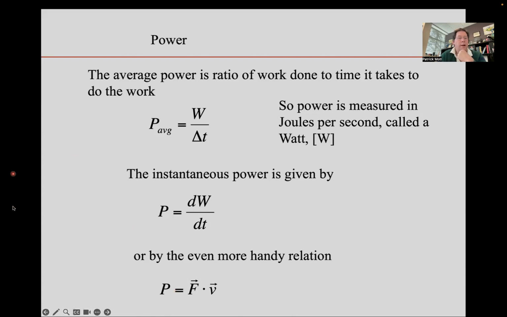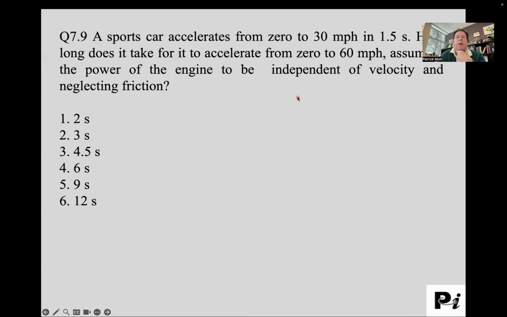All right, I'm going to try a question practicing these ideas. We have a sports car that could accelerate from 0 to 30 miles per hour in 1.5 seconds. How long does it take for it to accelerate from 0 to 60 miles per hour? And then the wording is important, assuming that the power of the engine is independent of velocity and neglect friction.